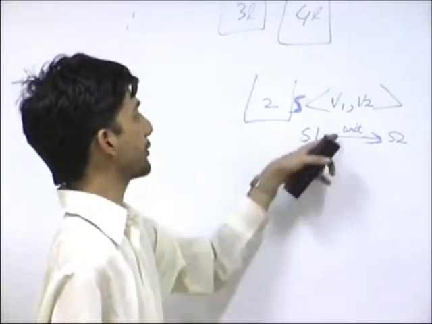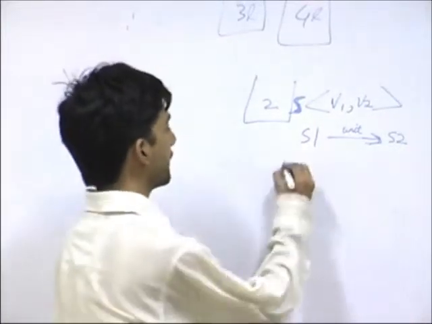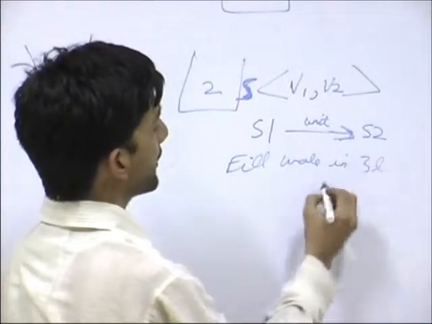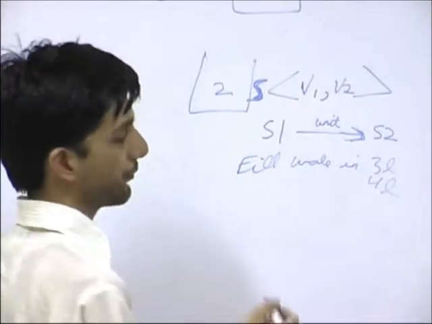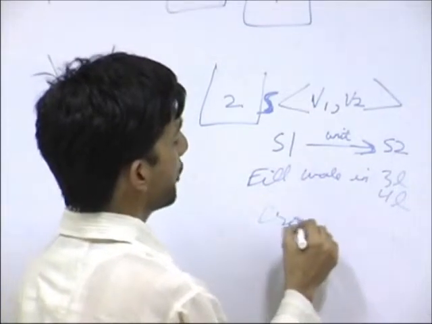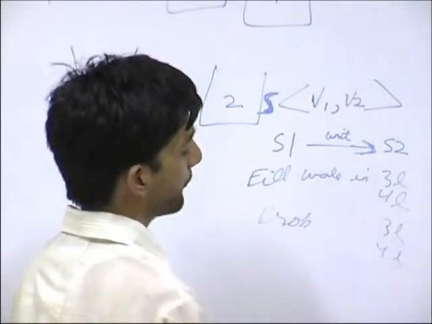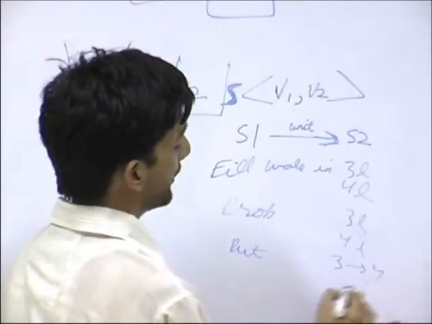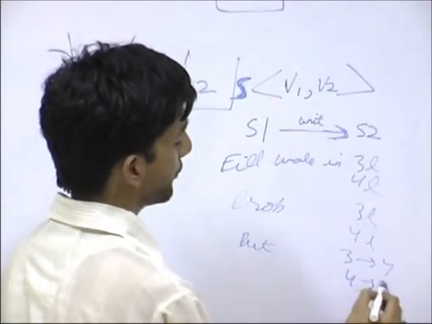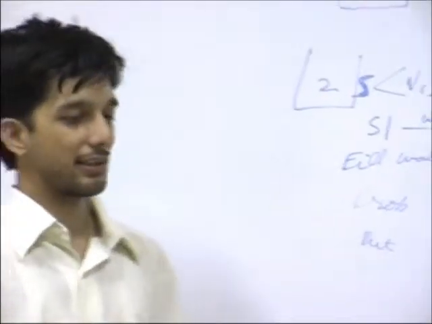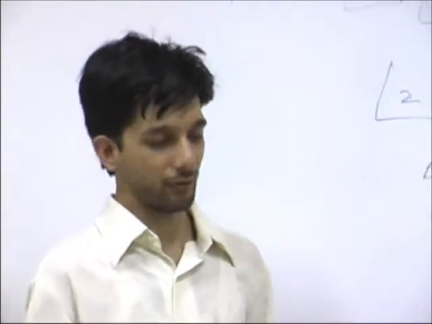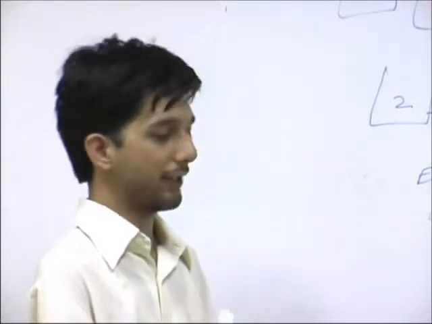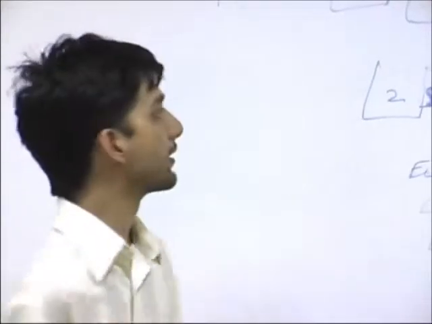So basically what are the unit operations here? I can fill water in the 3 liter jug, I can fill water in the 4 liter jug, I can drop water from the 3 liter or from the 4 liter, I can pour from the 3 liter over the 4 liter, I can pour water from the 4 liter over the 3 liter. So I have jug 1 over here, jug 2 over here, I drop water, or I fill these, or I exchange water between these.